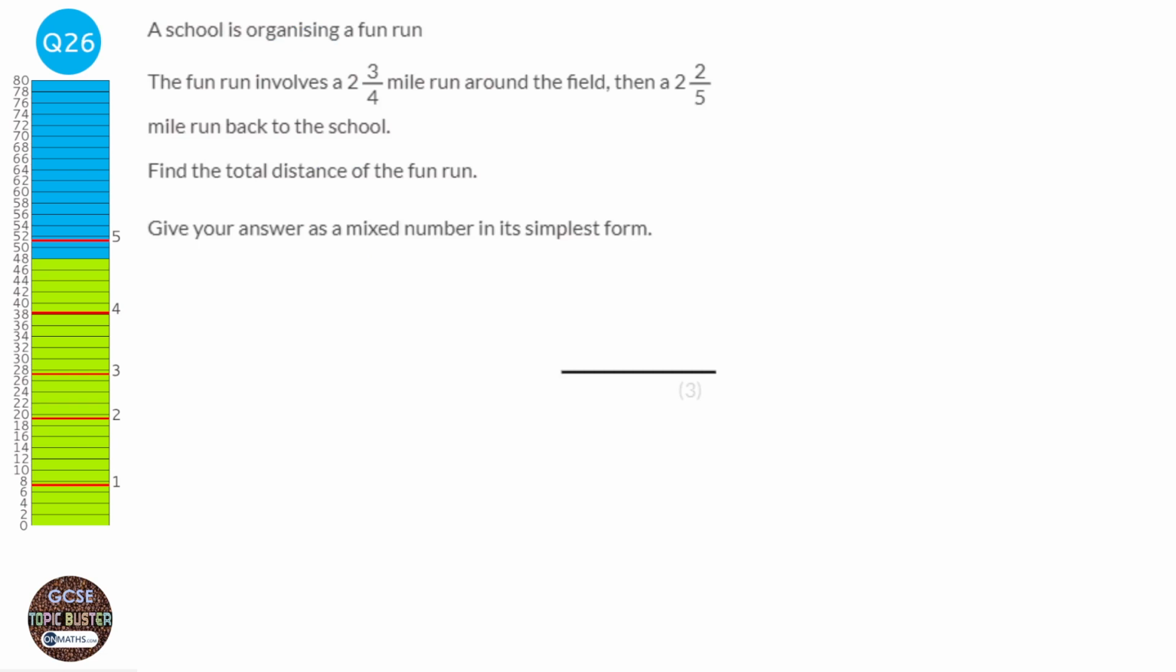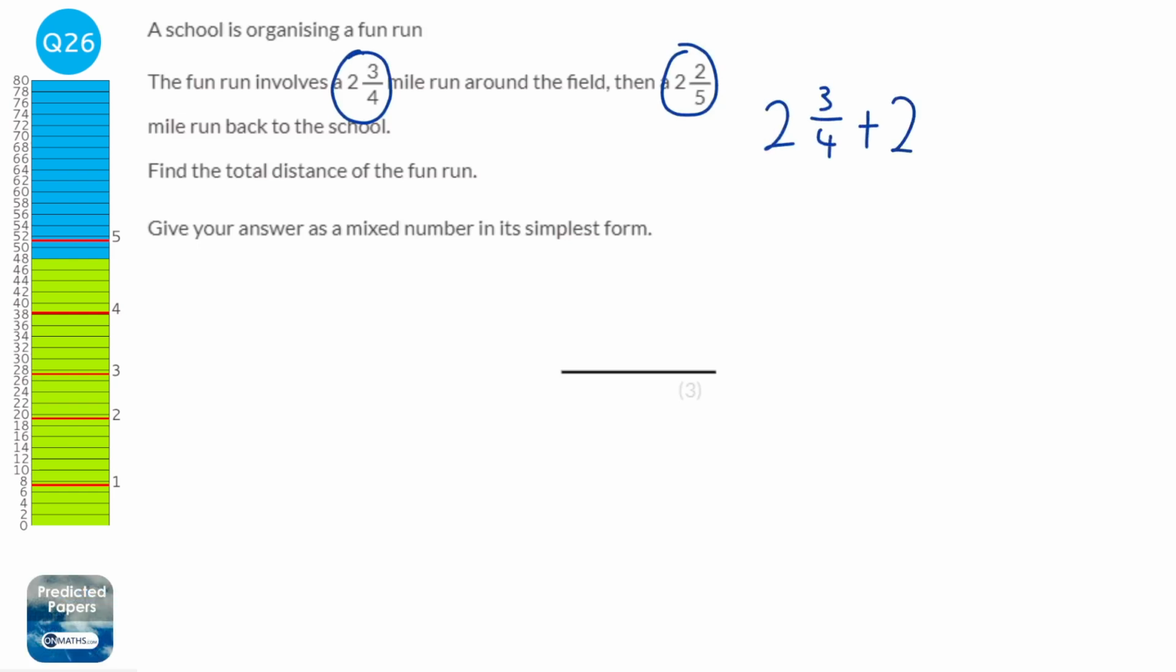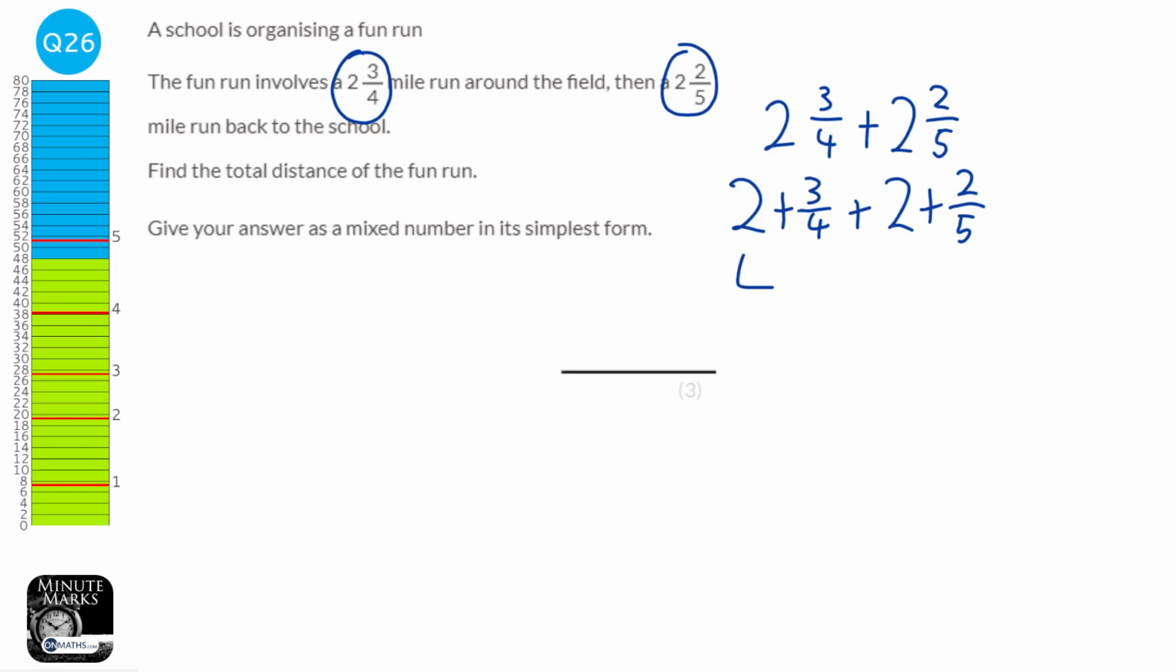In this question, we need to add 2 3/4 and 2 2/5. So we're going to do 2 3/4 plus 2 2/5. If I rewrite this, 2 3/4 can be written as 2 plus 3/4, plus 2 plus 2/5. So we can add the two 2's together to make 4, and then all we need to do is add the 3/4 and the 2/5.